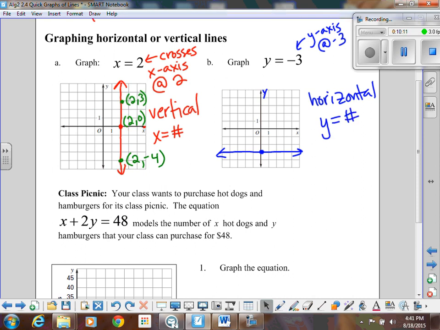Again, the reason for that is because any point on this line is going to have a y coordinate of -3. So this is 0, -3. Over here, this would be -4, -3. This point would be 5, -3. All of those have a y coordinate of -3.